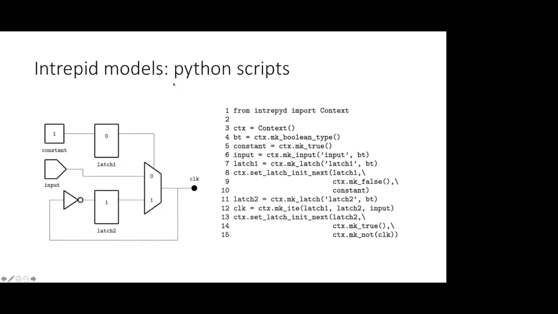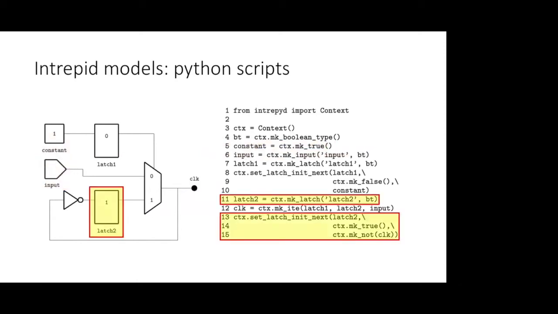So what you are seeing on the screen right now is a first example of an Intrepid script. As I said before, with Intrepid you can basically write circuits, for which I gave a representation on the left, whereas on the right you have the actual Python script that you can write by importing the Intrepid library. So for instance, with the highlighted instruction, you can create a constant, in this case a constant true. Then you can create inputs, or you can create latches.